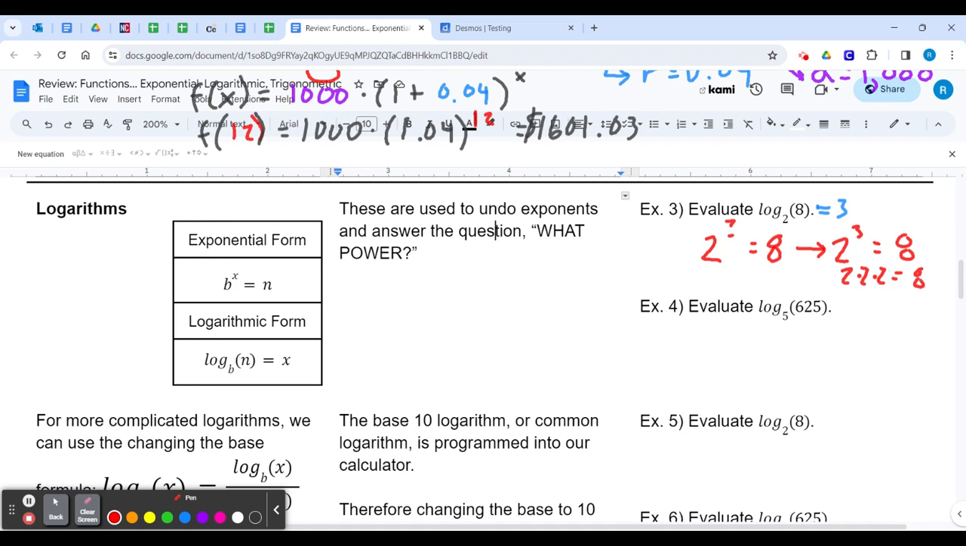Similarly, we could try this with another problem where it's pretty easy to do mental math. We have base 5, raised to what power to equal 625? If we work through that, I think we would need 5 times 5 times 5 to get us 125, times another 5 would get us to 625. So in this case, we used 4 of them. So our answer here, log base 5 of 625, would be 4.